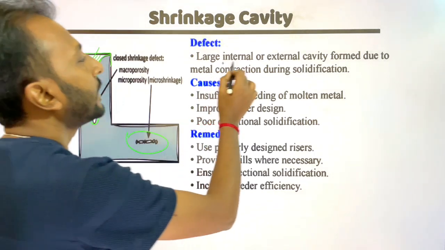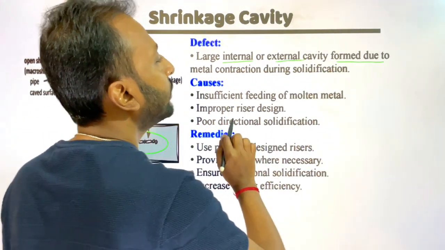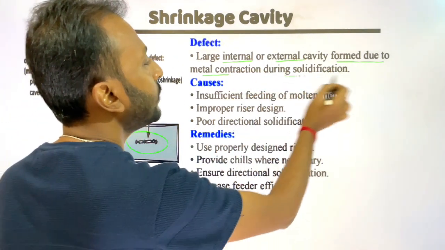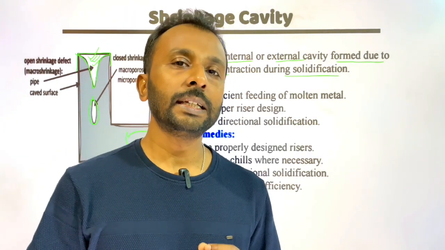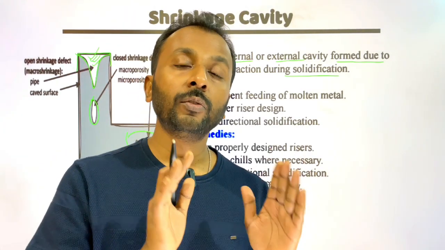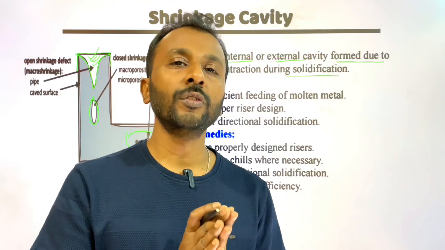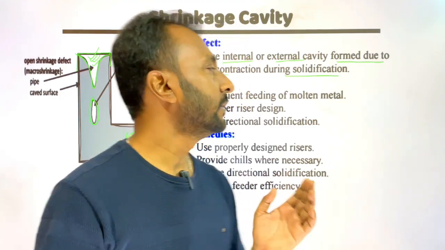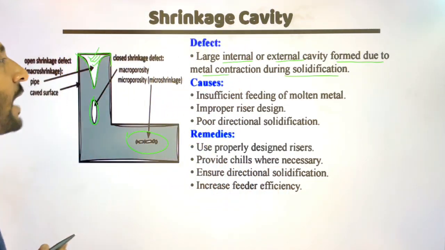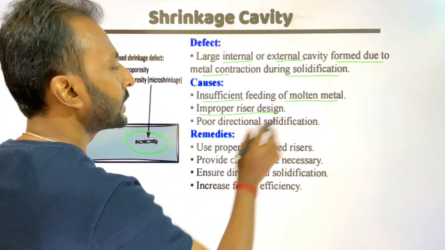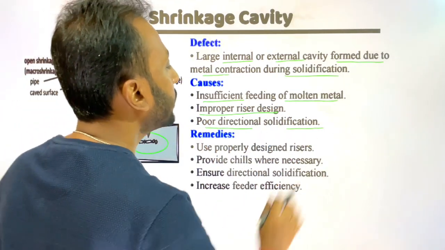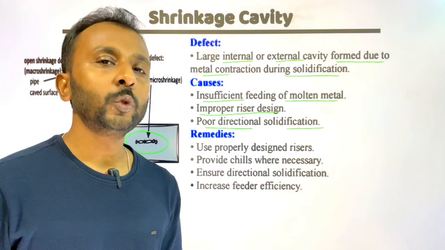So large internal or external cavity formed due to metal contraction during solidification. So when the metal is in molten state, it expands, but when it solidifies and cools down, it contracts. That's why the shrinkage cavity happens. So insufficient feeding of molten metal, improper riser design, poor directional solidification. So these are the root causes.